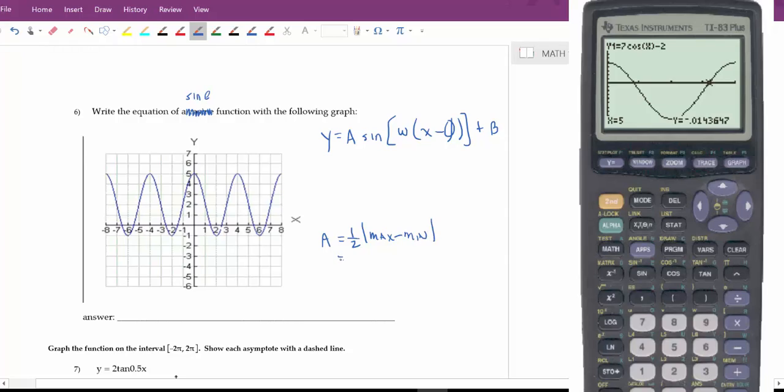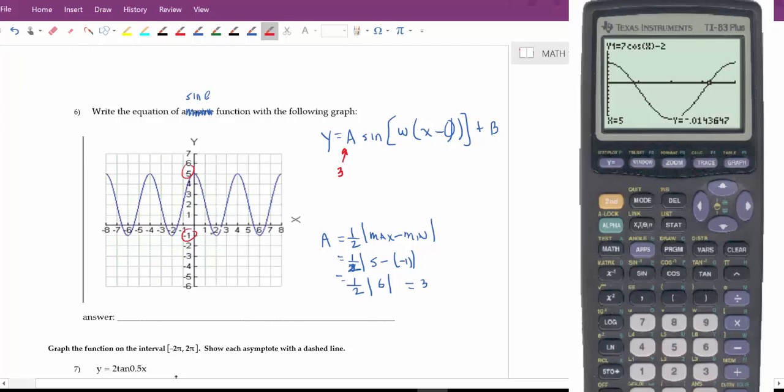When we find the amplitude, it is 1/2 the max minus the min. The maximum y value is 5. The minimum y value is -1. So that's 1/2 of 6, which is equal to 3. So what we plug in for the amplitude is 3. It's just half the distance from 5 to -1. It's half the distance of the crest of the waves.